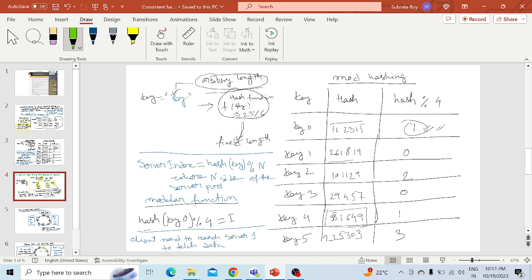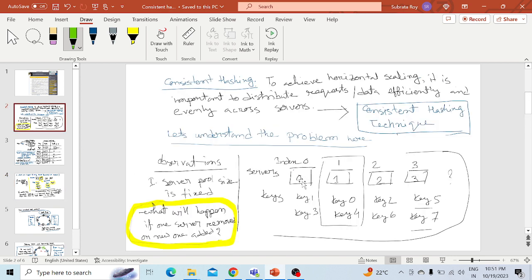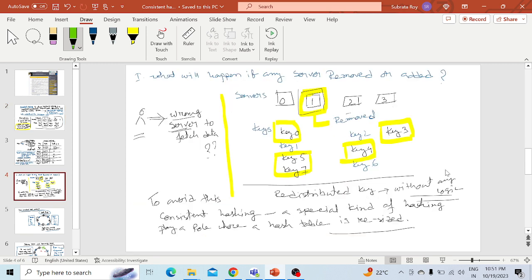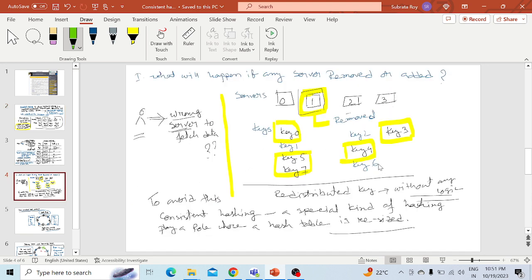Now here comes the important thing. Think about what we talked about first: if I remove a server, where I already distributed the keys, what will happen? How does this redistribution look? I have removed server 1. Now what will happen in the redistribution? K0 and K4 are here, and whatever was in server 2 is also redistributed. So the entire redistribution happened just like that, without any logic.